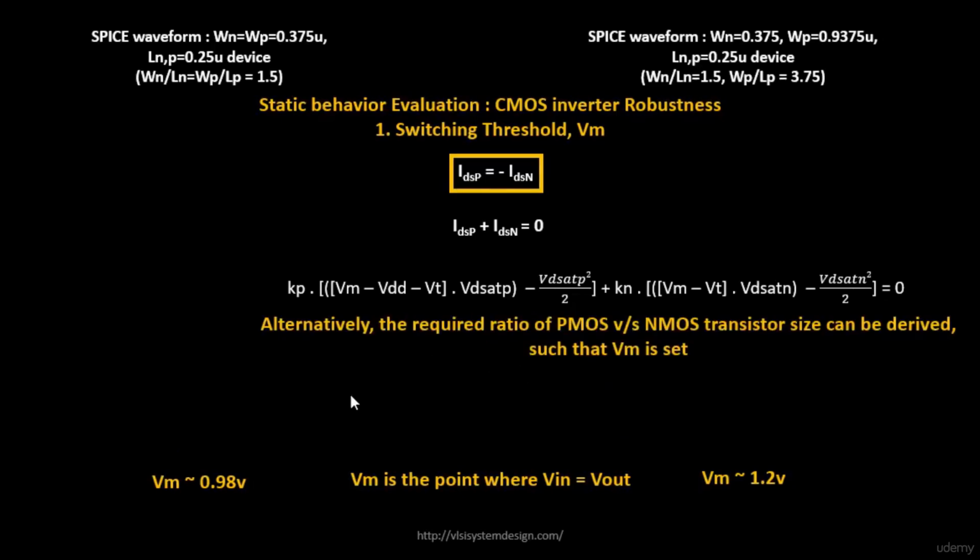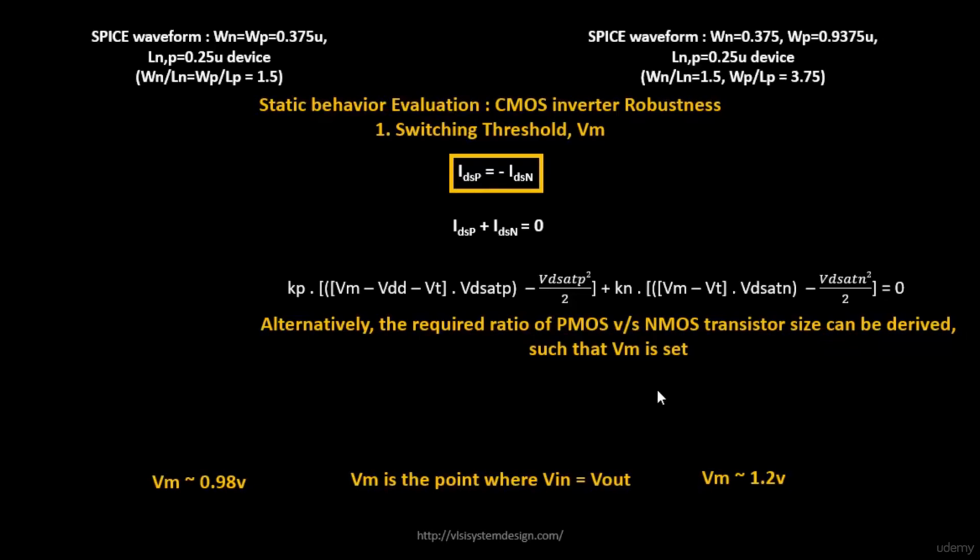I have mentioned over here that, alternatively, the required ratio of PMOS and NMOS transistor sizes can be derived such that Vm is set. I'll tell you one application: a clock inverter. A clock inverter needs the PMOS and NMOS sizes to be exactly the same. Only if the sizes are the same is there a possibility that your switching threshold will come exactly at the center. For that, what should be the W/L ratio of PMOS and W/L ratio of NMOS? That kind of application needs a special way of designing your CMOS inverter. I'll talk about that application in the following slides.